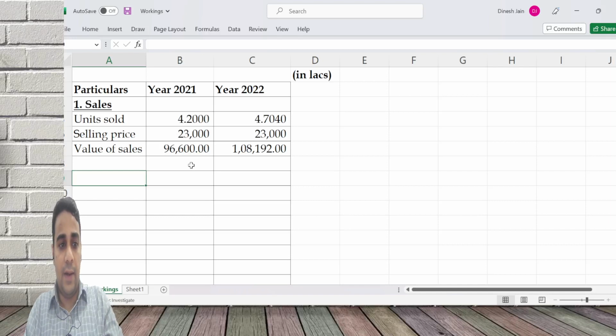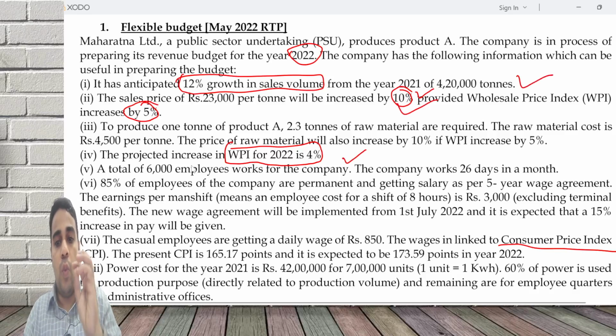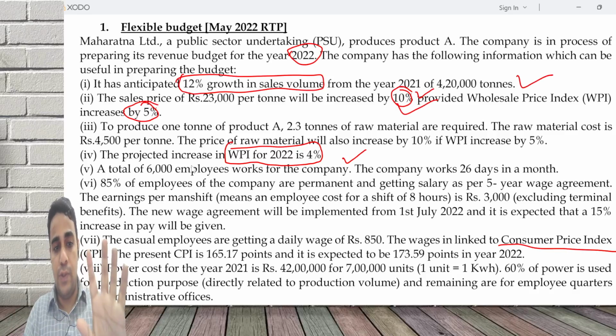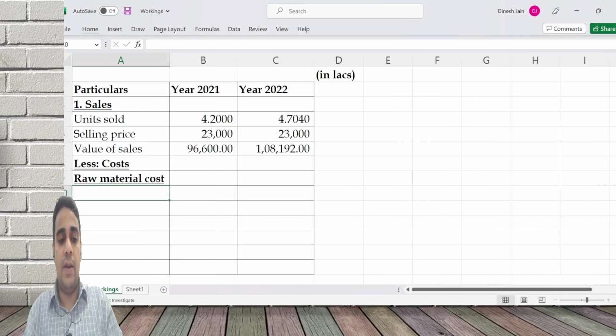Then I'll have to factor in the various costs. There are multiple costs, and we'll factor each of them, going item by item. As of now, we have given effect to points 1, 2 and 4. Point number 3 is related to raw material cost. In the cost, the first cost is raw material cost.